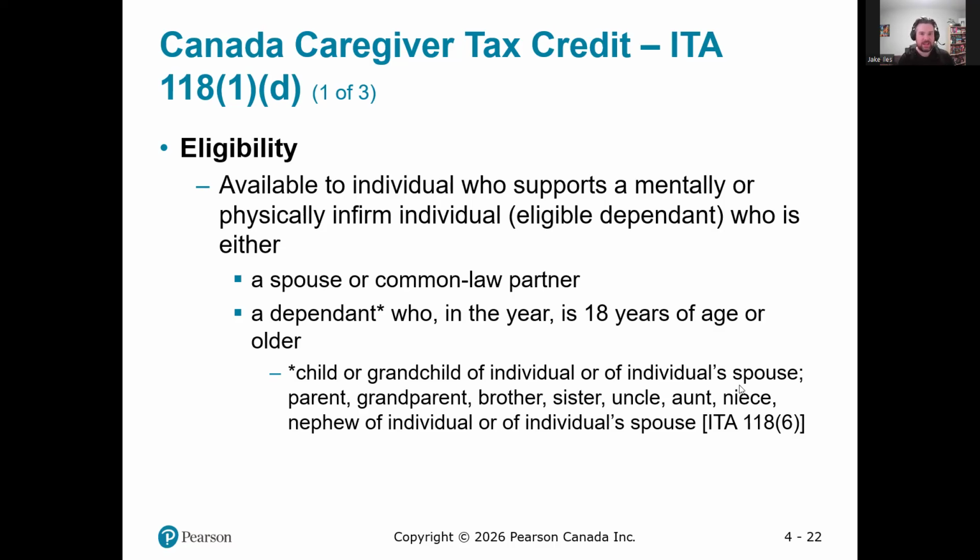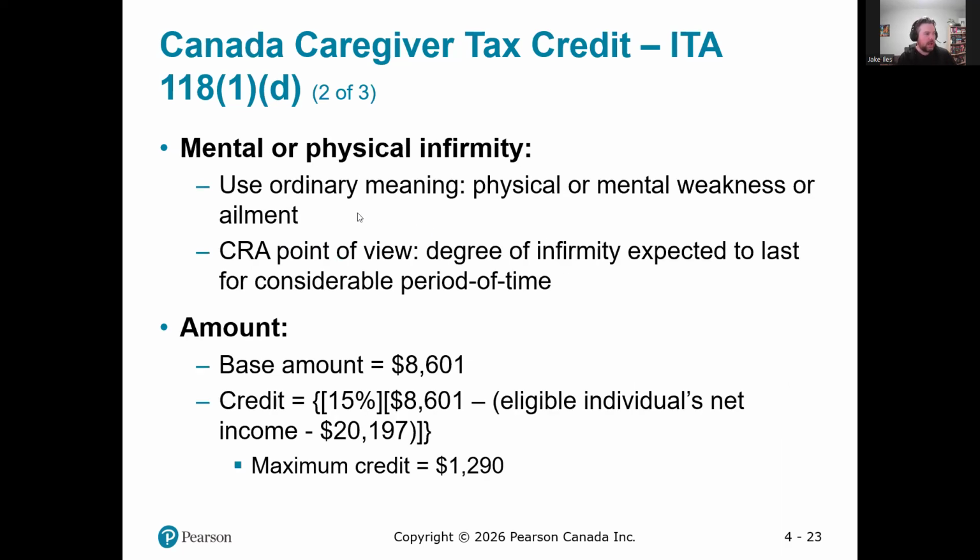So the spousal amounts and eligible dependent were very directive. It's just that up down, but the caregiver can be someone in our family, really anyone, any adult in our family who needs that sort of care. For mental and physical infirmity, we'll use the ordinary meaning, physical or mental weakness or ailment. The degree of infirmity is expected to last for a considerable period of time. So if I sprain my ankle and I'm in a sling or a cast for a few weeks, that's not quite what they're getting at. It has to be sort of a long-term effect. There needs to be long-term care involved.